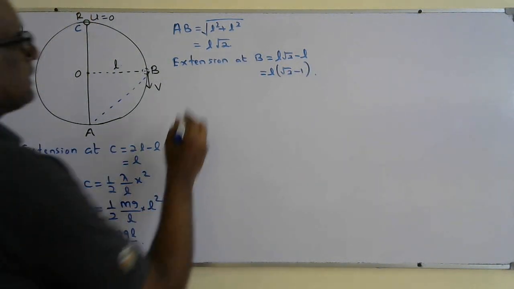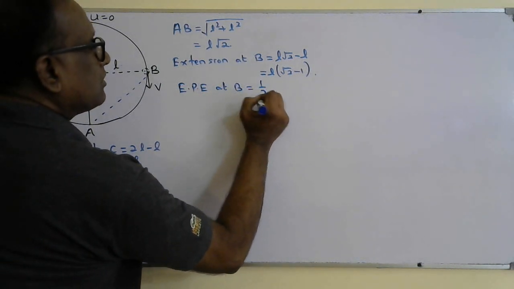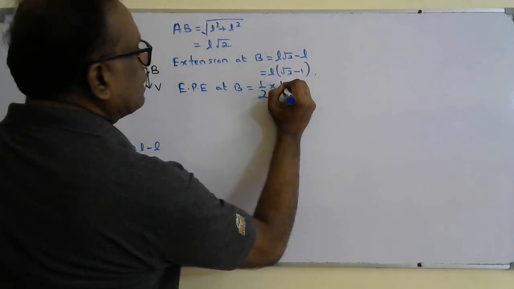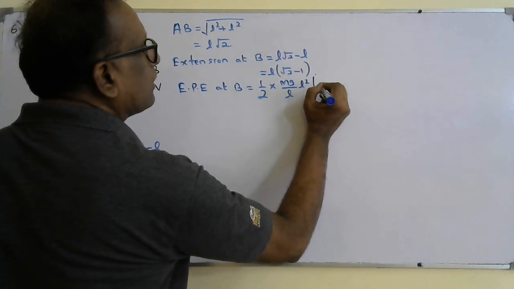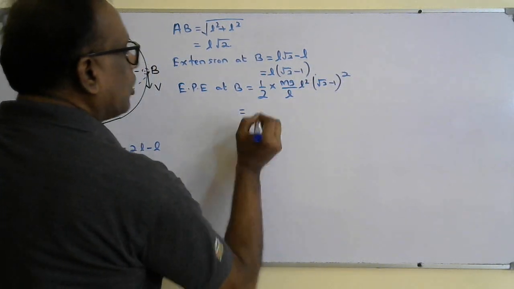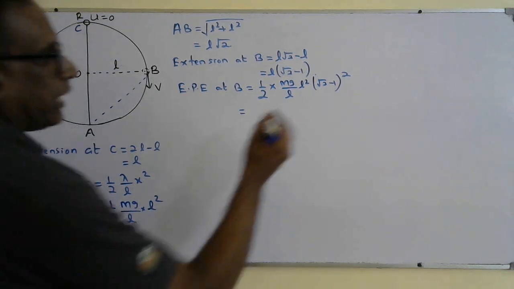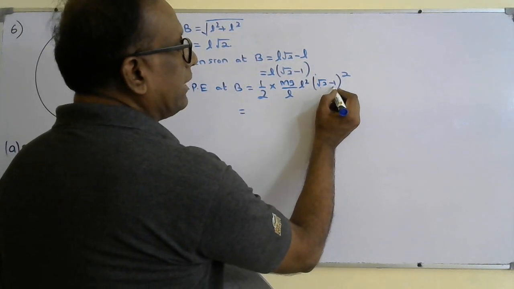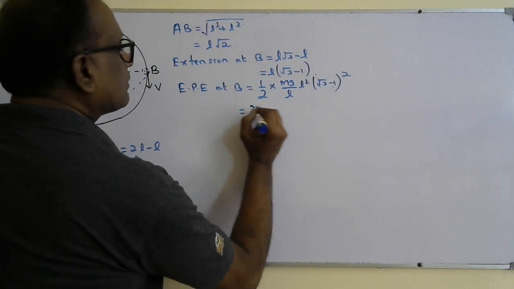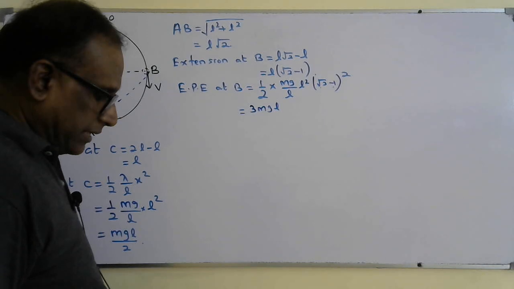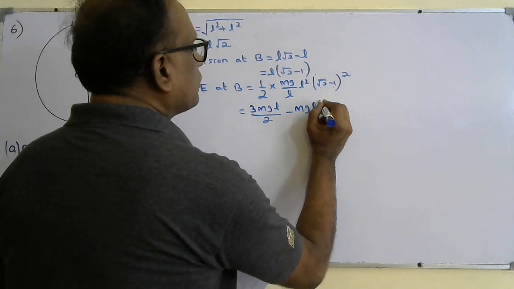Okay, so elastic potential energy at B is half lambda over L, where lambda is mg over L, into extension squared, that is L squared times root 2 minus 1, all squared. Solve it, you will get it. If you square it, it will become square root of 2 plus 1, which is 3 minus 2 root 2. So solve it, you will get 3 mgl by 2 minus mgl root 2. Solve it, you will get that one.